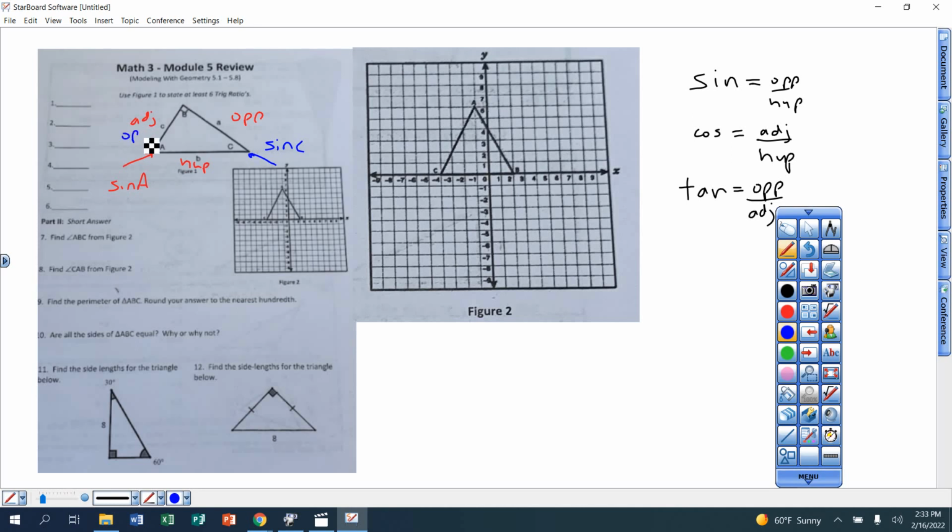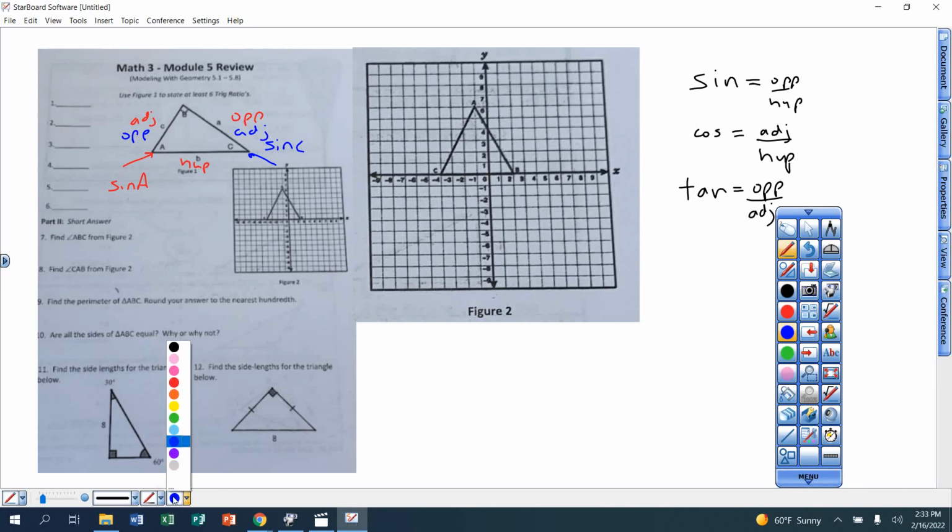A lot of people don't realize that the angle you're coming in from tells you the side opposite or adjacent to it. So you're okay with that? Because I have people who say sine C and mistakenly think this is the adjacent side. All right, you're good with that?